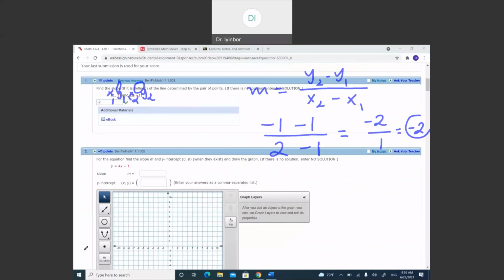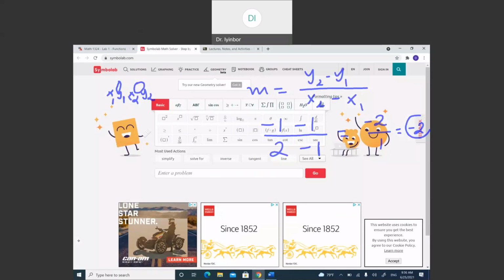I'm going to show you an online calculator. The online calculator is called SymbolLab, so you put symbolab.com. This is where you're going to enter your answers. SymbolLab has these good options here. You can use fractions, squares, any exponents, square root, cube root, fourth root, whatever you need.